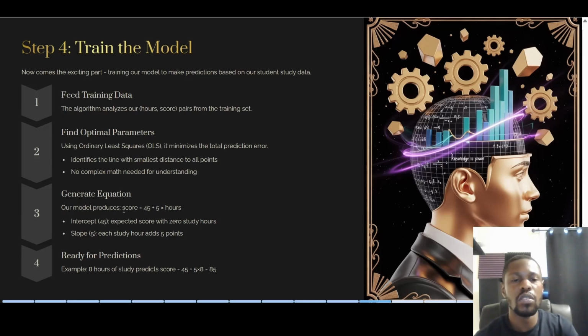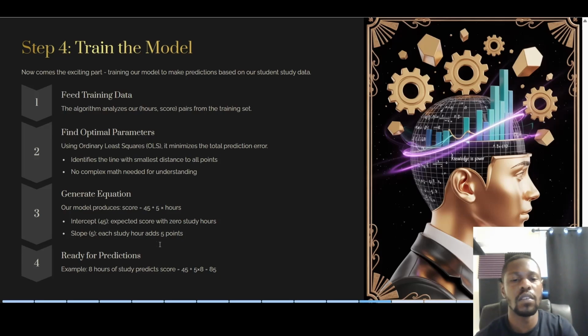Generate our equation. So our model produces a score, let's say 45 plus 5 times the number of hours. And so the intercept will be 45, the expected score with 0 study hours, and the slope will be 5, so each study hour will add 5 points. Alright?